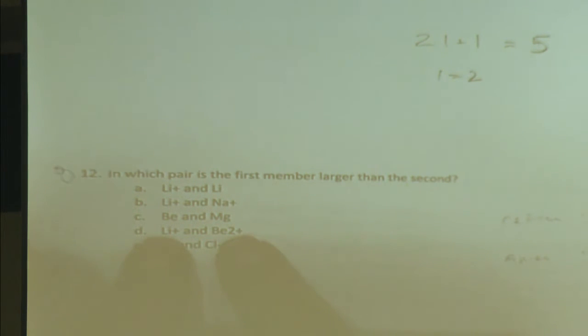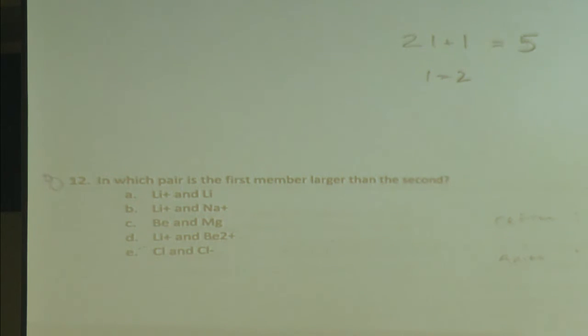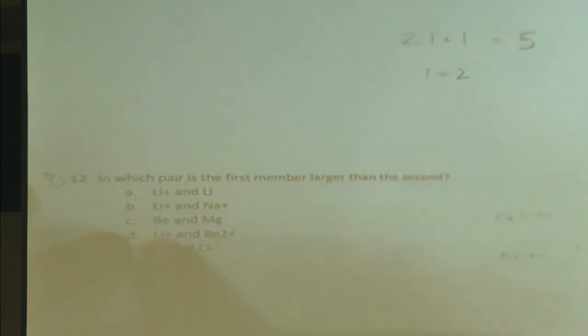Li plus and Be2 plus. What is this an example of? What kind of system? Isoelectronic, right? These have the same number of electrons, correct? This is 3 and it loses 1, and this is 4 and it loses 2. So we just want to look at how the protons and electrons are being affected, but we'll see that in this case, lithium plus is larger than beryllium 2 plus. So this is the answer.